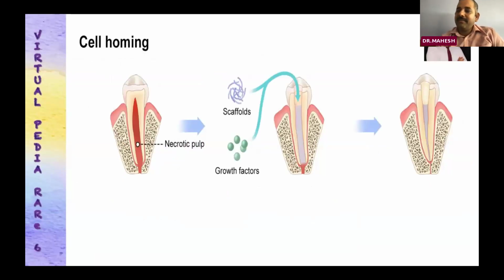Cell homing is a process by which both the stem cells, the endogenous and the exogenous stem cells, migrate into a specific tissue. So we create a location where the cells are going to migrate to us based on chemical signals. We provide a scaffold and the growth factors so that stem cells from some other location migrate to the scaffold and form a dentin pulp complex for the regeneration. So that is the concept of cell homing. We just provide the scaffolds and the growth factor, so the stem cells will migrate from some other location to the scaffolds based on the chemical signals, and then they develop the pulp dentin complex.